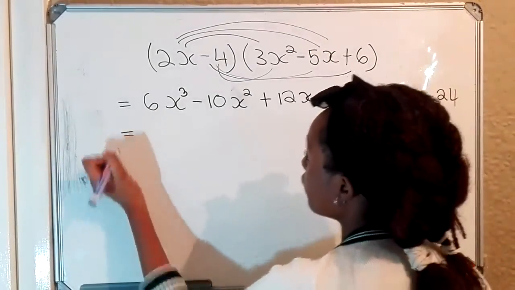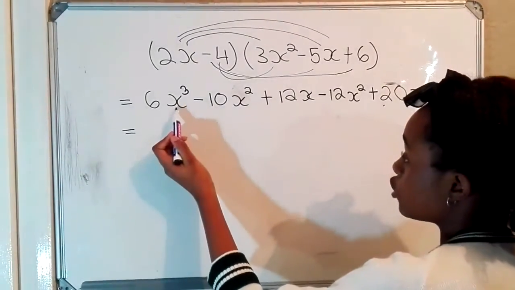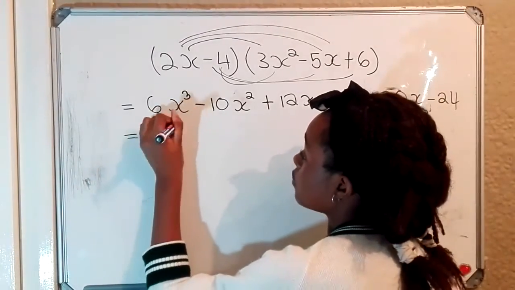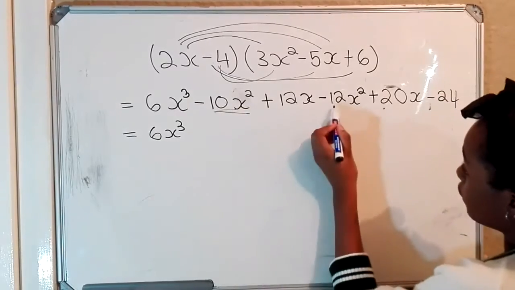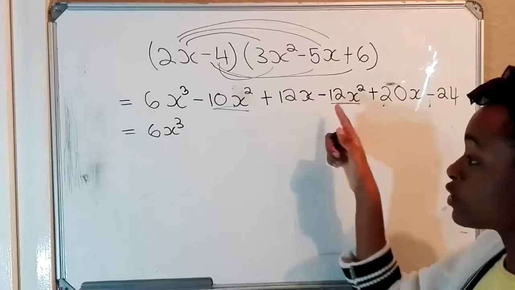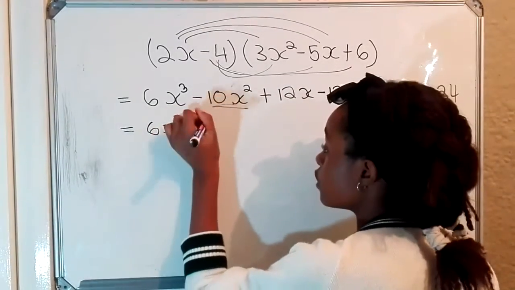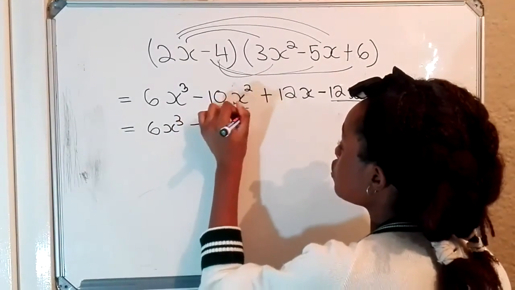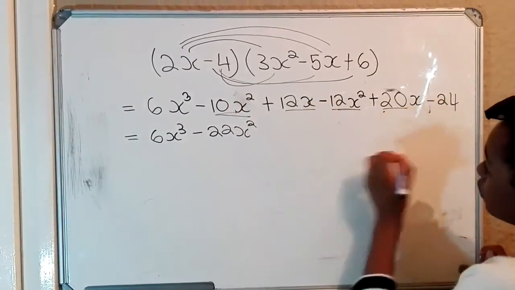So now we can look for like terms. We see that we have 6x cubed. Nothing else has x cubed, so we're left with 6x cubed here. 10x squared, we have x squared, and we have another x squared over here. So we can subtract the coefficients. Minus 10 minus 12 gives you negative 22x squared.